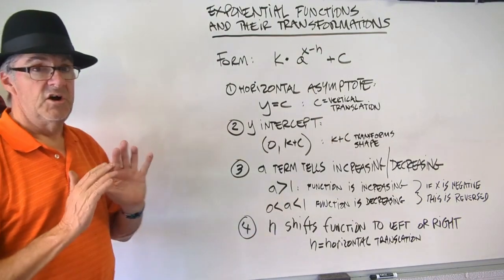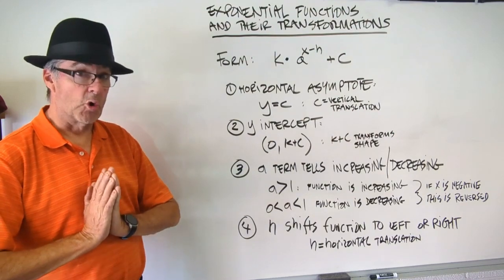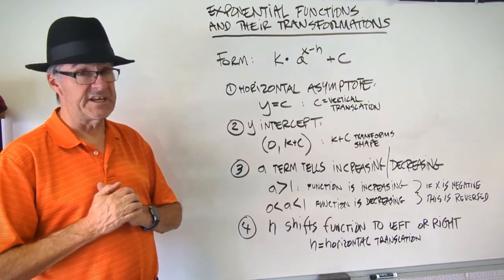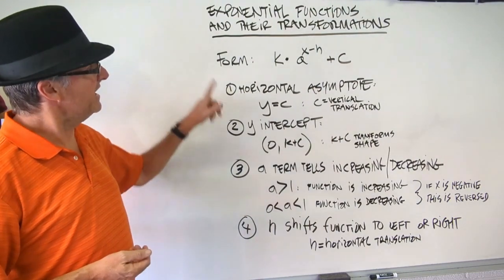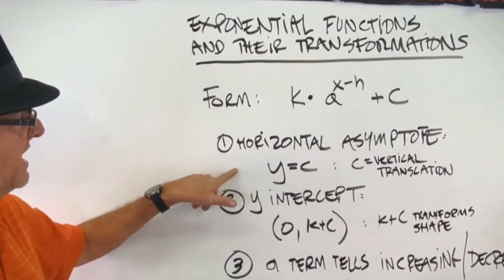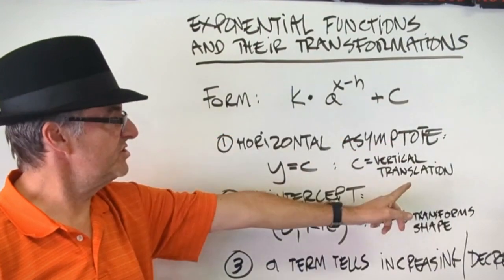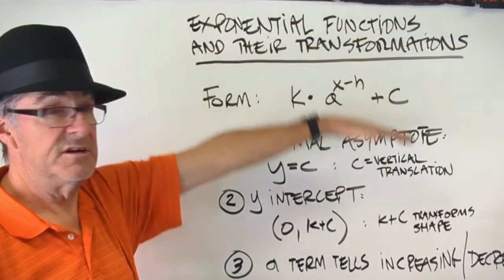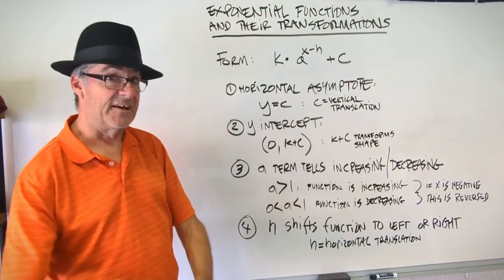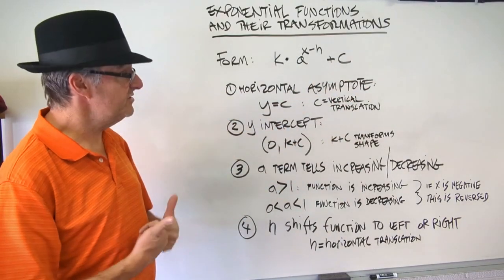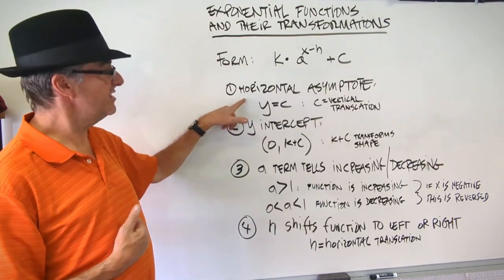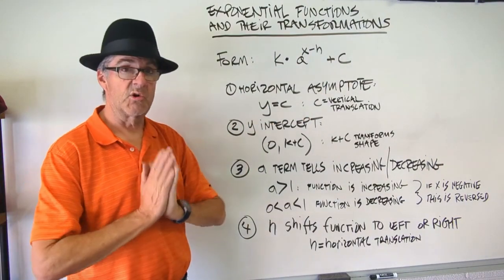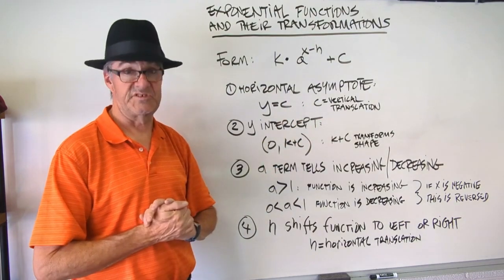So, first off, with these functions, they always have a horizontal asymptote. So there's a number which they approach as close as they can, but they never get to. That's an asymptote. In an exponential function, it's related to this c, which is a vertical translation. So this is going to move the whole function up or down by some amount, c, and that c is the horizontal asymptote. Okay, so this here is what moves that function up and down, and we can get our horizontal asymptote right from c.